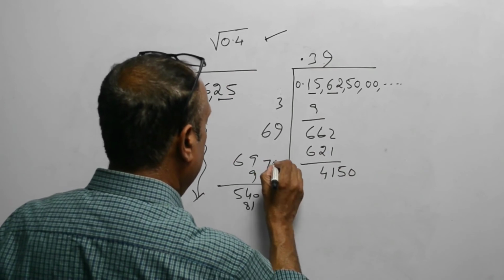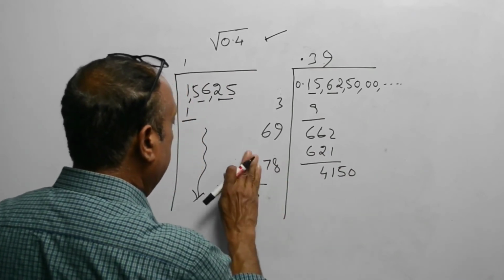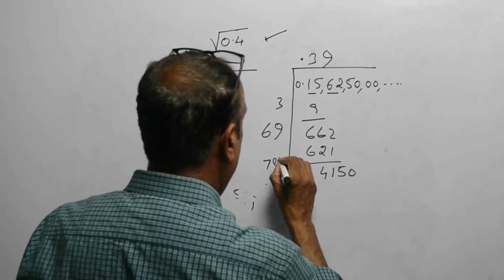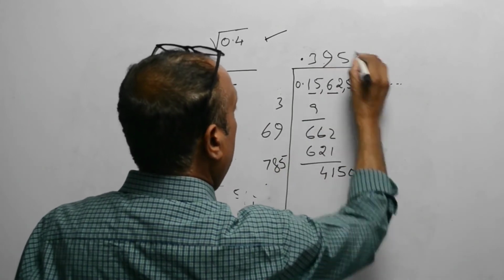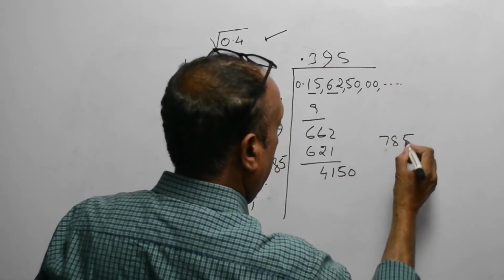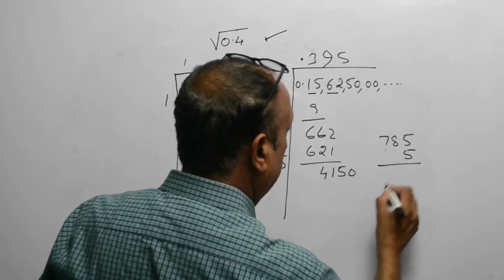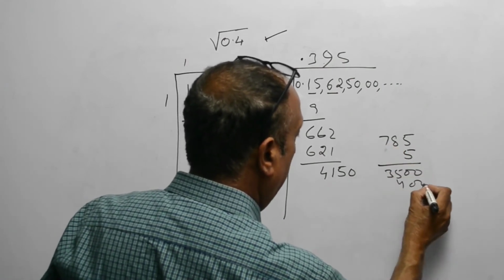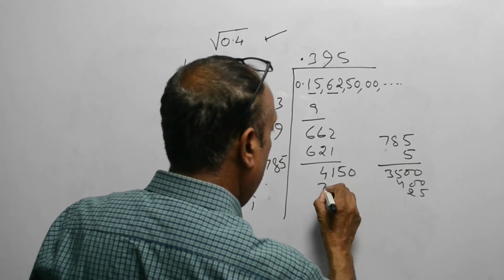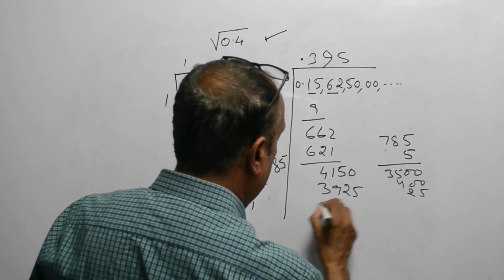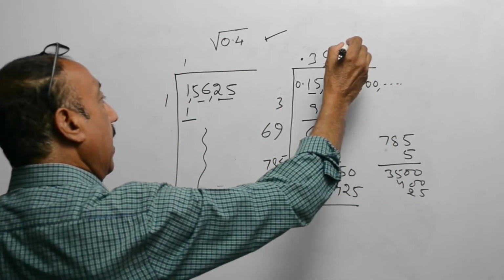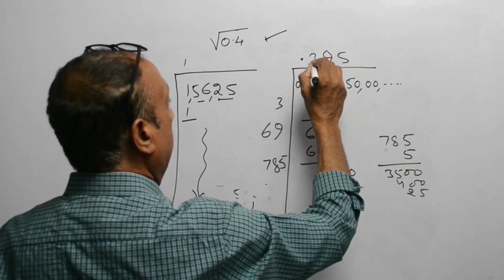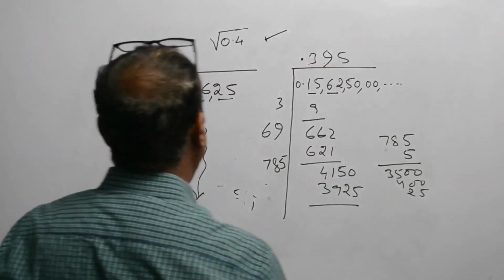So it is 78. 78, it will be around 5. So 78, 5 is then multiplied by 5 is 3500, 400 and 25. So 39, 25, and the answer will be around 0.395.